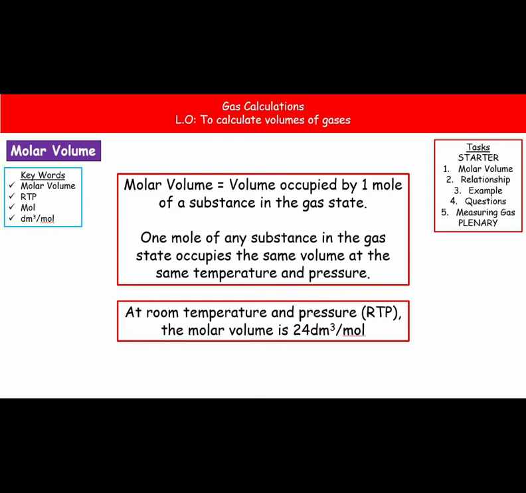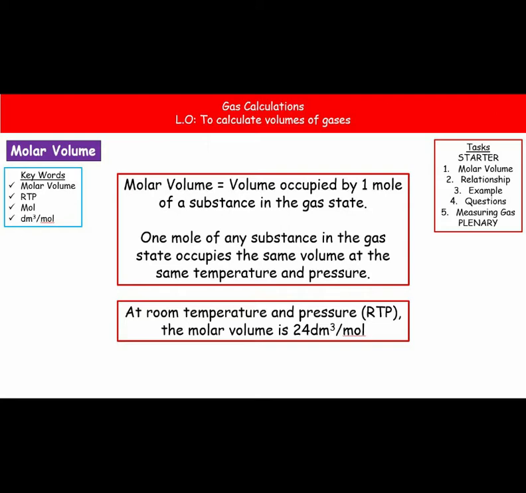So what we're going to be talking about today is how we can use the volumes of gases and calculate the volumes of gases. One phrase that we are going to use today is molar volume. Quite simply, the molar volume is the volume occupied by 1 mole of a substance when it's in the gas state. And what we find is that 1 mole of any substance in the gas state will occupy the same volume when it's at the same temperature and pressure.